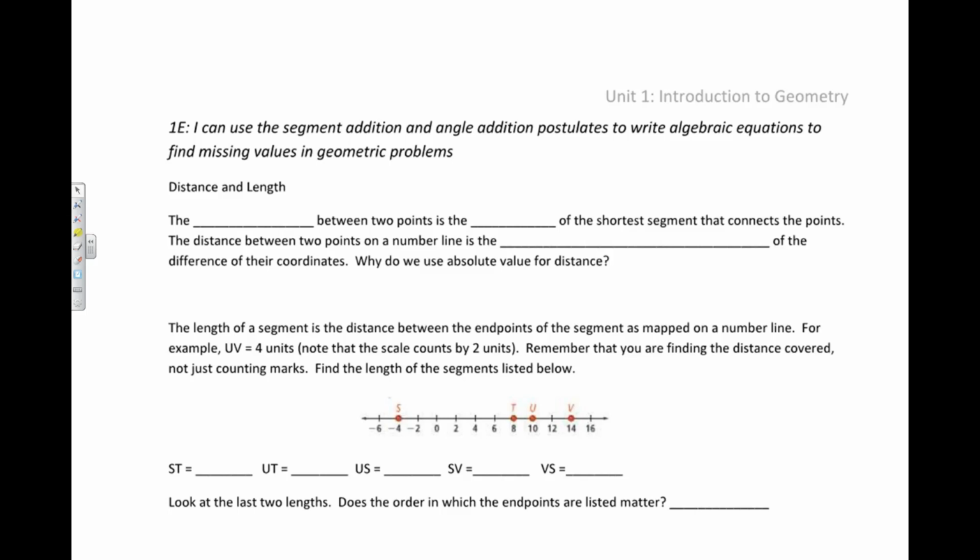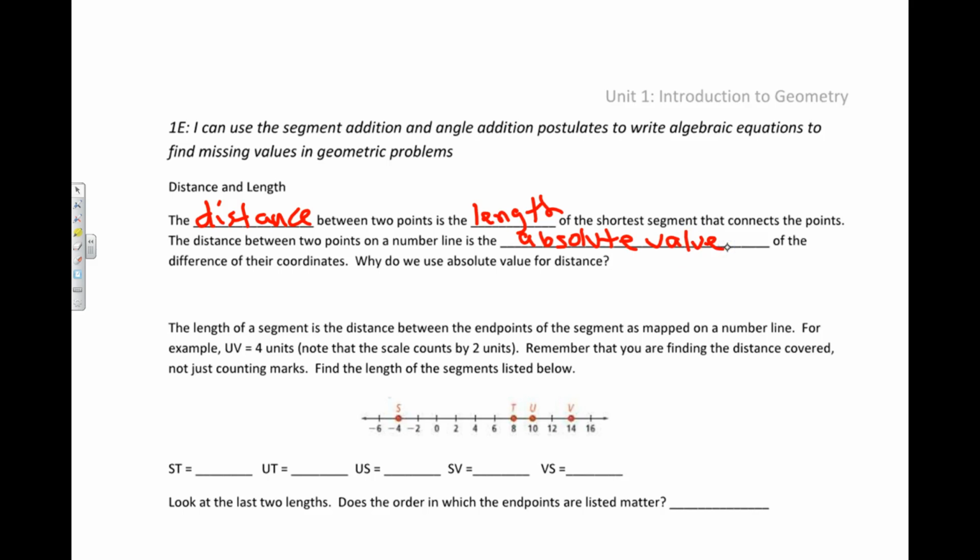I can use the segment addition and angle addition postulates to write algebraic equations to find missing values in geometric problems. So first we're going to talk about distance and length. Well, the distance between 2 points is the length of the shortest segment that connects those points. The distance between 2 points on a number line is the absolute value of the difference of their coordinates.